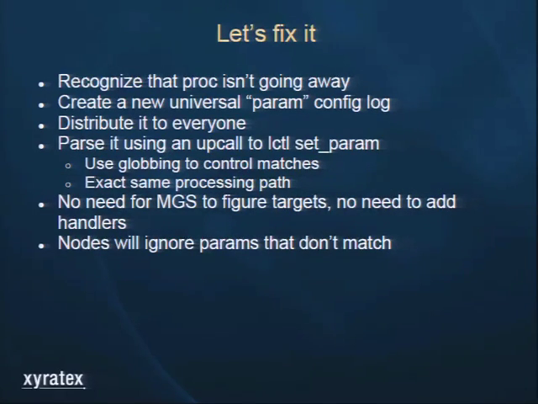Proc's not going away. Let's use that original syntax, therefore. Let's create a single universal param config log. Let's make that same config log distributed universally to everybody. And most crucially, let's parse it using the same parser that parses the current set param commands. So therefore, we can use globbing. We can use the same processing paths. We don't need to use the MGS now, in that complex function, to figure out what file to add the configuration to, and we don't need to add these special handlers. In order to figure out which nodes your particular command may apply to, you just use the appropriate globbing. So if you want to change the OST parameter, then you'd say OST star, and anything that doesn't have an OST proc file will ignore it.